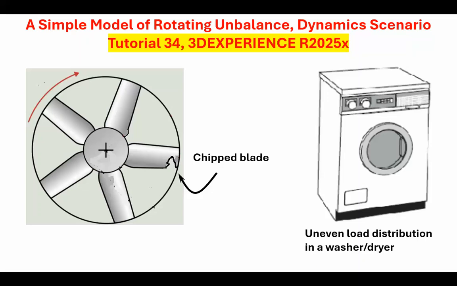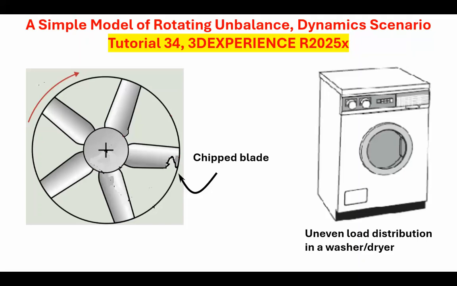Good day, folks. This is tutorial number 34 in the playlist Dynamic Scenario in 3D Experiences platform. It's a simple problem that is handled in an elementary vibrations course, and it deals with what is called rotating unbalance. So suppose you have a propeller that's turning, but there's a chip in it, or a washing machine or a dryer where the load is unevenly distributed in the compartment.